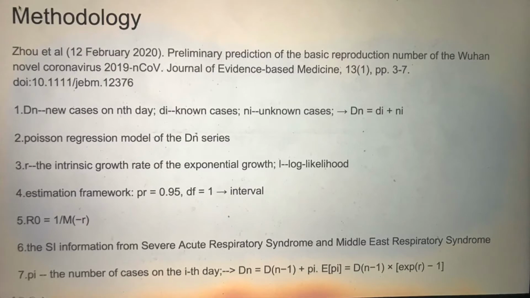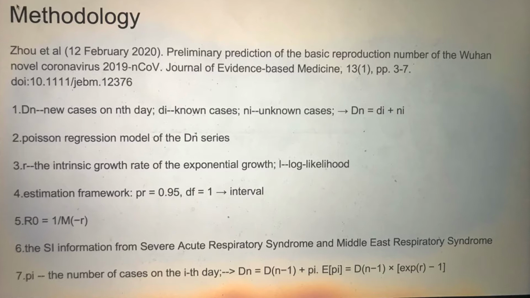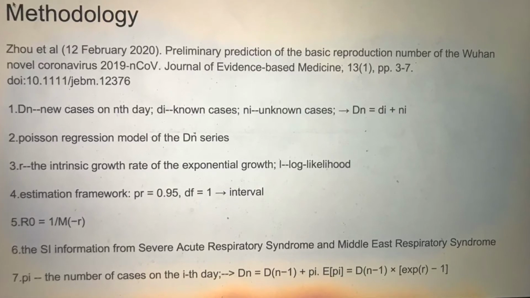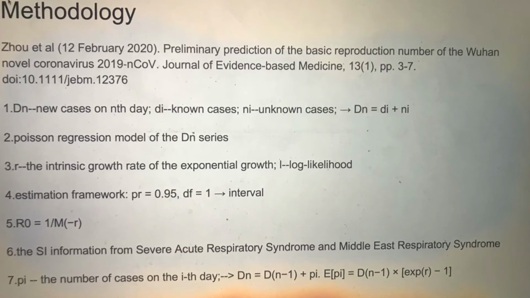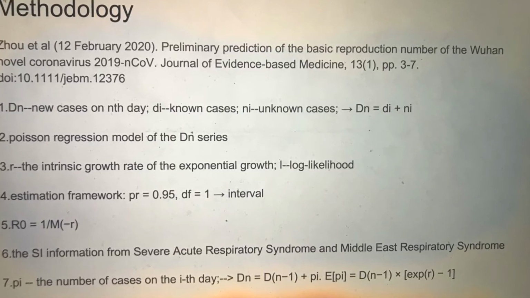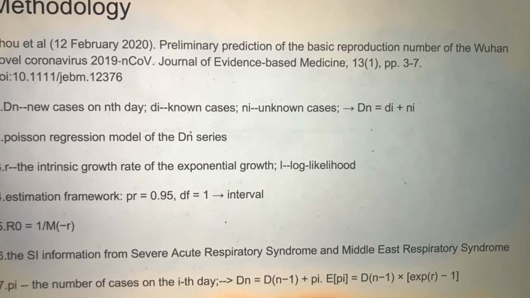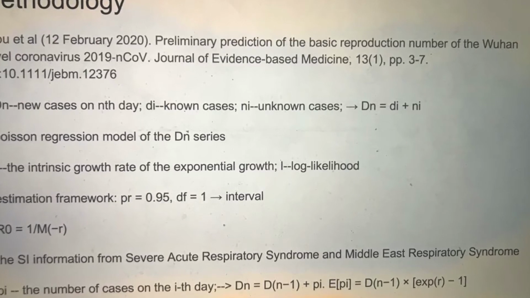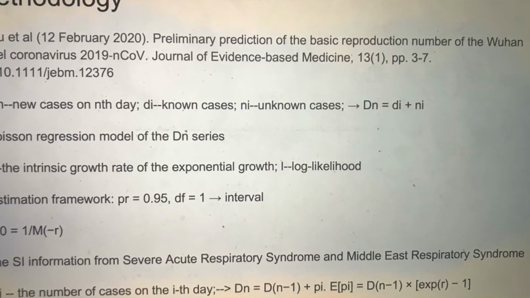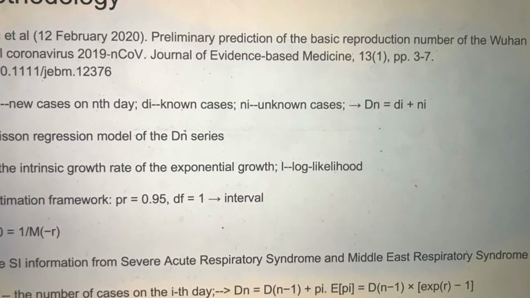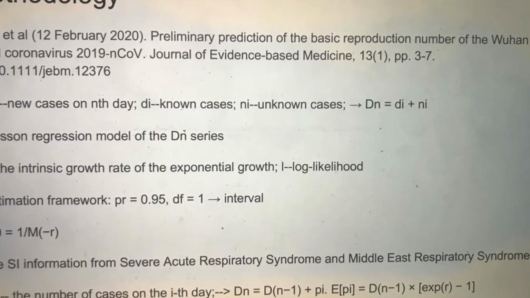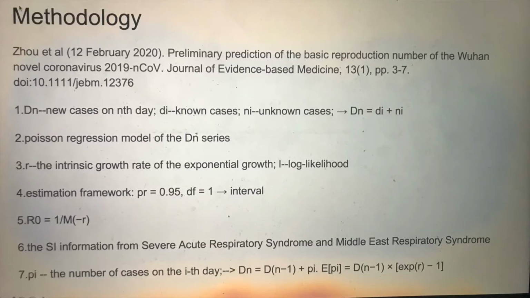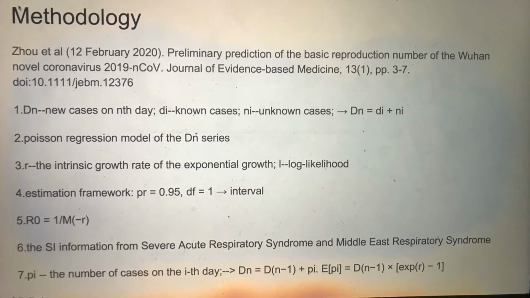Then, since I was not so familiar with the Poisson regression model, I used the methods based on the work used to determine the number of unknown cases in Wuhan, China from January 1st to 15th. First, I assumed that there were many underreported cases and I used dn to represent the number of new cases on the nth day. The first day here is March 20th. And then I used di to represent the number of known cases and ni for the number of unknown cases. Hence, we can get an equation.